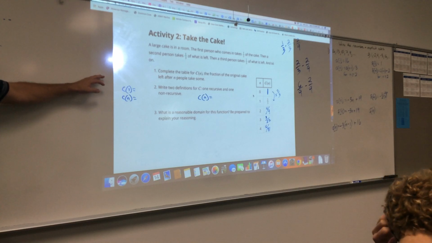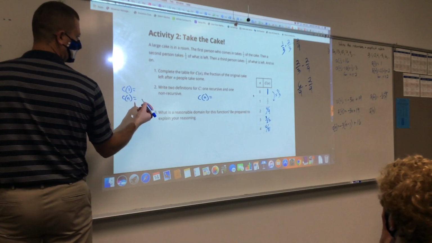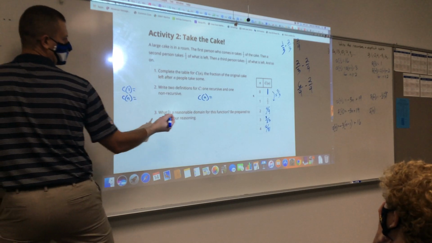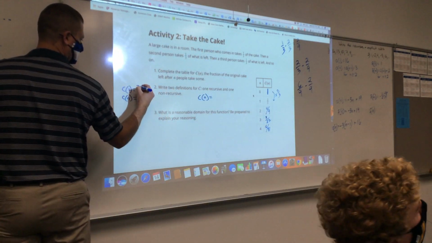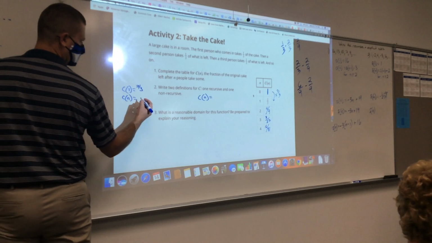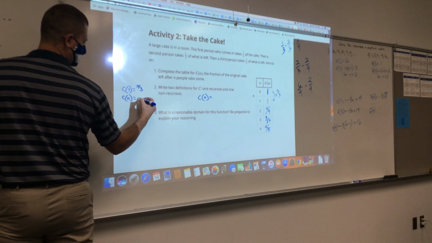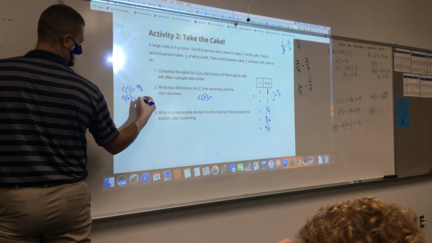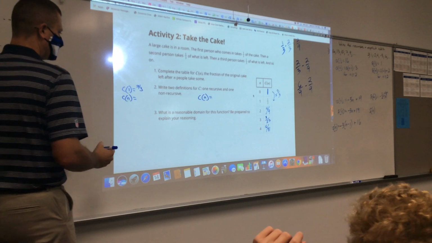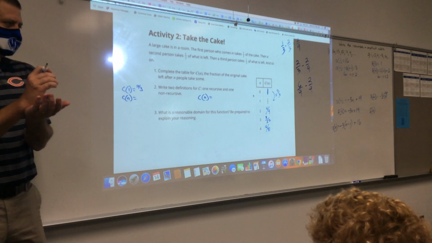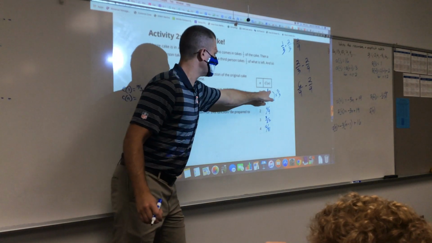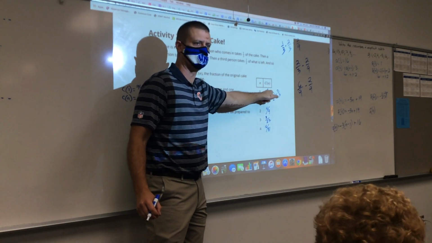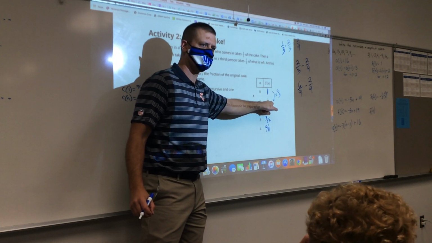All right, recursive. Rylan, what do you got for recursive? C of 1 equals 1. Careful. C of 1 is actually 2/3. And what's C of N equal to? So the first term, C of 1, the first term, this is the zeroth term, okay? This is the zeroth term, because when there were zero people that have taken any cake, the zeroth term is the number 1. The first term is 2/3, okay?